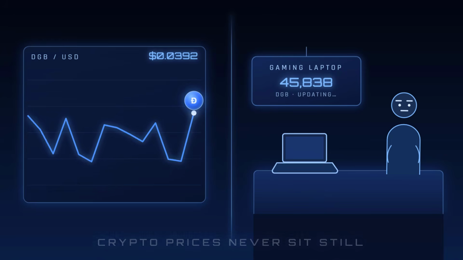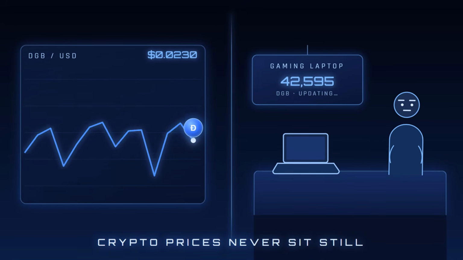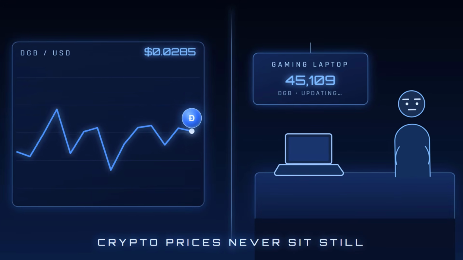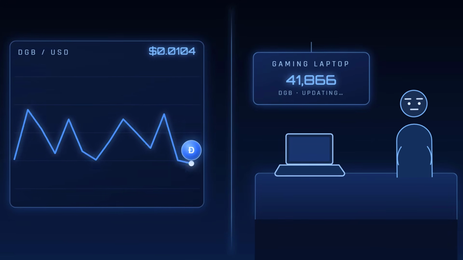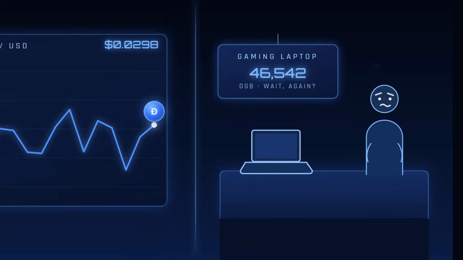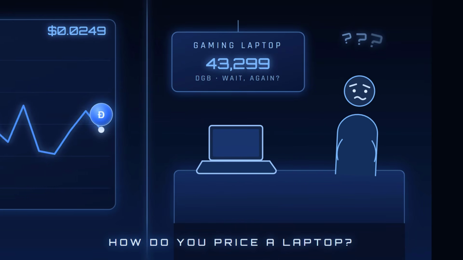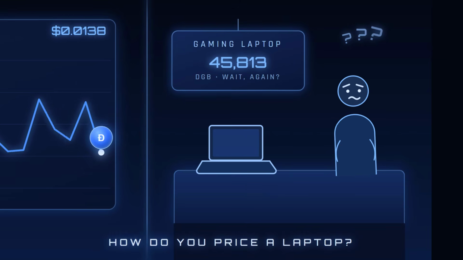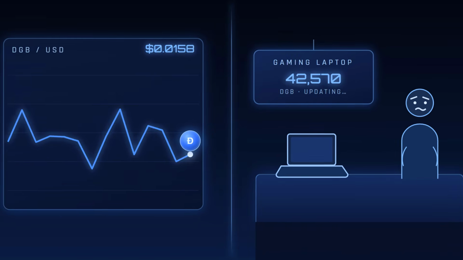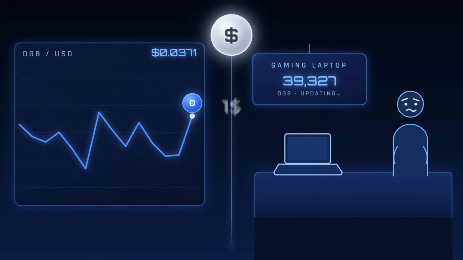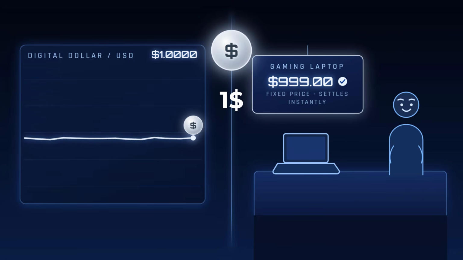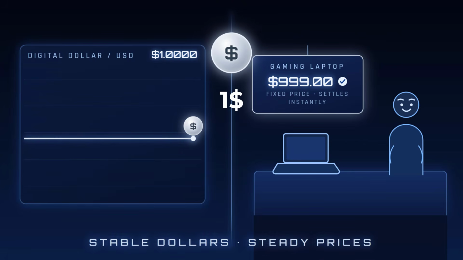DigiByte is fast, secure, and decentralized. But like most cryptocurrencies, its market value can change quickly. This creates a problem for everyday payments. A product worth $50 today might require a different amount of DGB tomorrow. Stablecoins solve this problem by trying to maintain a value close to $1. But most popular stablecoins depend on companies, banks, or smart contract platforms.